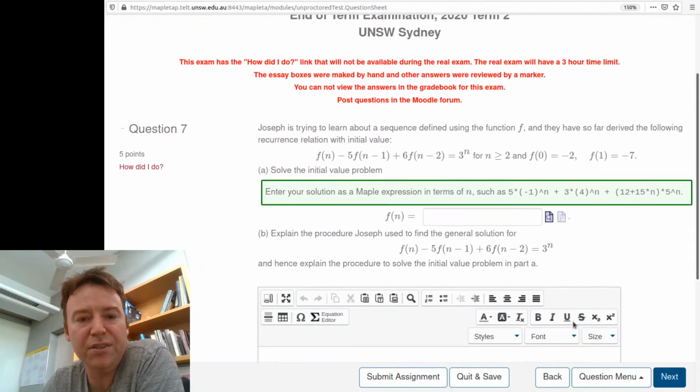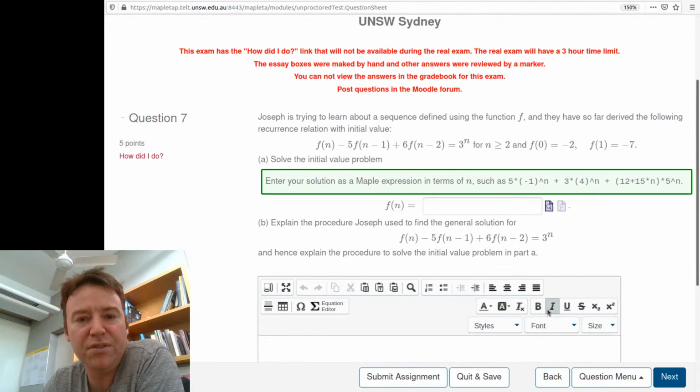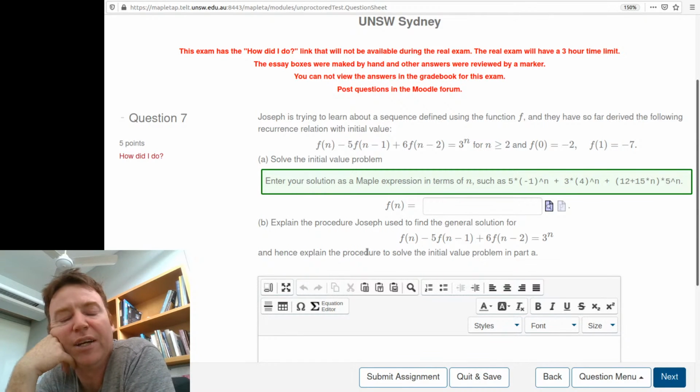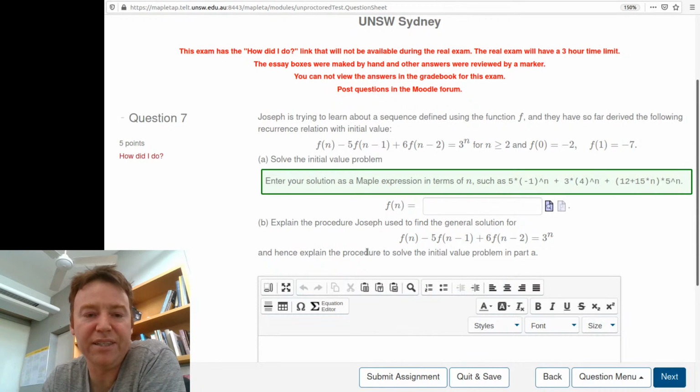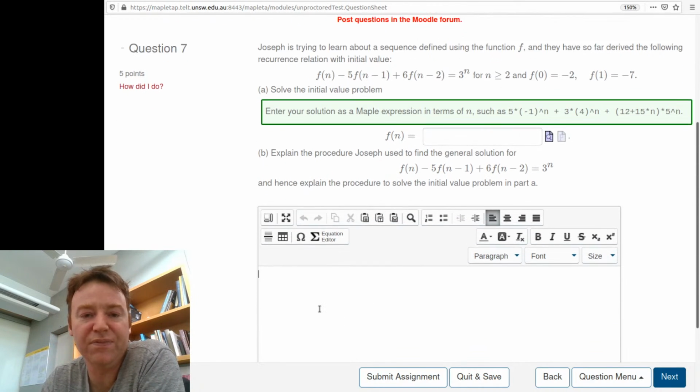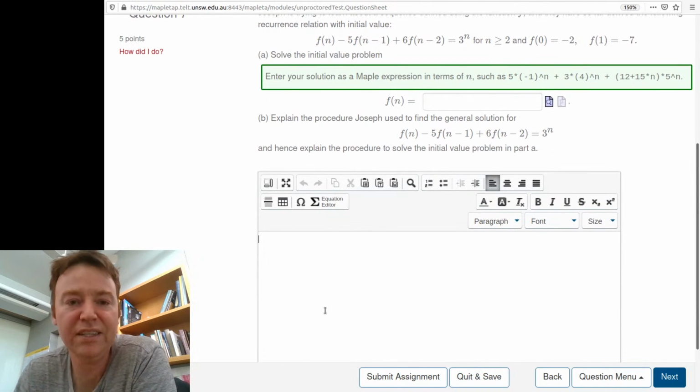Joseph is trying to learn about a sequence defined using the function f, and they have so far defined the following recurrence relation. Oh my goodness. Solve the initial value problem and enter your solution in Maple syntax. All right. Now I need to go and solve a problem. Maybe I can explain it, and as I'm explaining it I can figure out what it is. Okay.